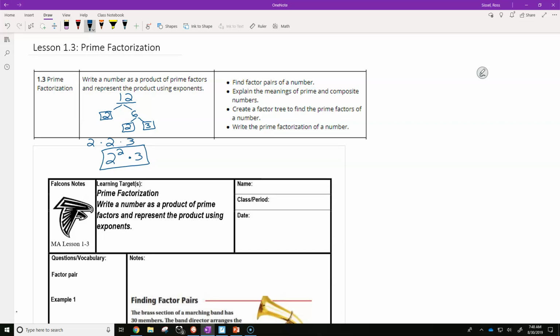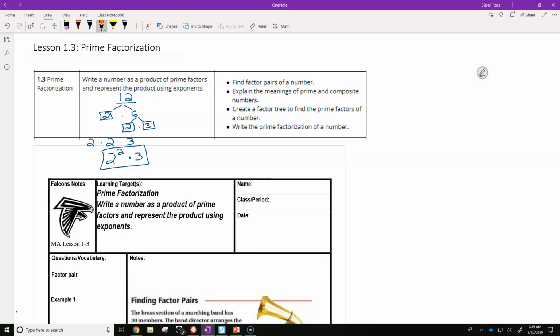Now, some of you might have seen this before. Some of you might be looking at it and be like, whoa, I don't know. But just kind of look. I'll pause a second. I want you to look and see what I did and see if it makes sense to you before I even explain anything. So I had 12. I did 2 times 6. And then I broke 6 up to 2 times 3.